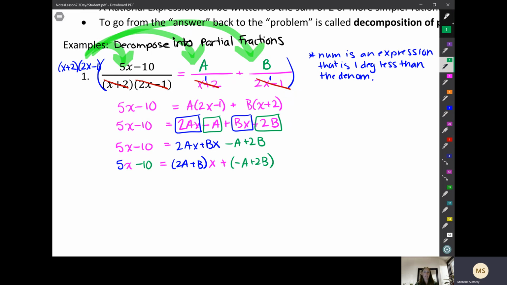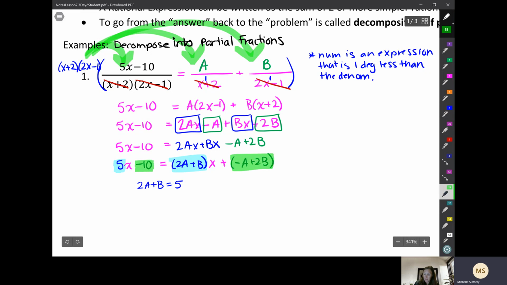So we know in an equation, the left side has to equal the right side. So that means that the coefficient of x has to equal on both sides. So I could write the equation that 2a plus b must equal 5. That comes from the coefficient here and the coefficient of x on the right. Similarly, I know that this negative 10 has to equal negative a plus 2b. So I'm going to write negative a plus 2b equals negative 10.